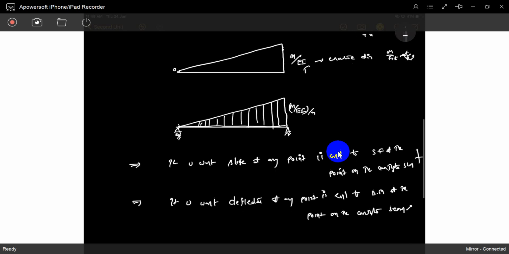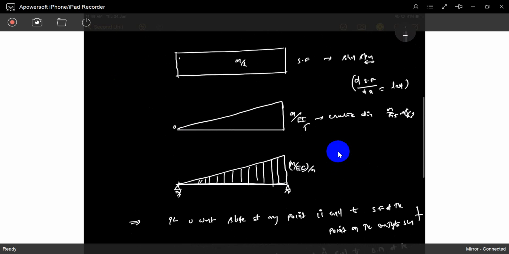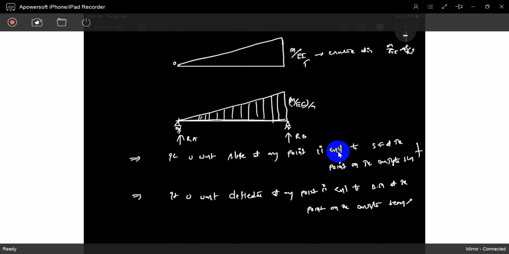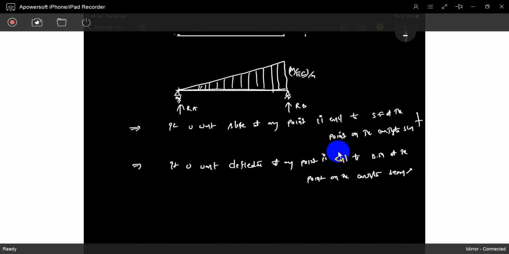So I want the slopes, theta B and theta A. Just find the shear force at B and at A, and then you can easily find the slopes. Is that understood? So what is the load? The total load is M by EI into L by 2, because it is a triangle. That is the total load.